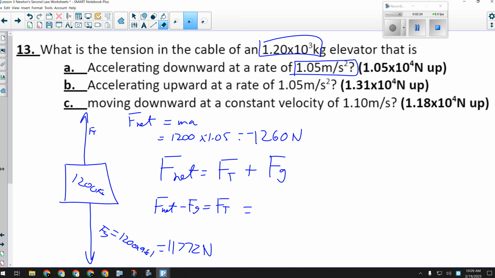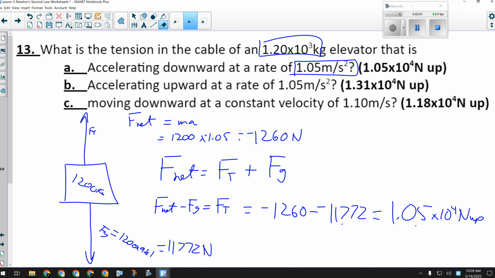So what we have is negative 1,260 minus negative 11,772. They're both down, right? When I do that, I should get 1.05 times 10 to the 4 newtons up. It comes out positive, and it's less than this. It needs to be. It needs to pull up less than gravity, otherwise the elevator isn't going to descend. It's got to have a net force that's downwards.